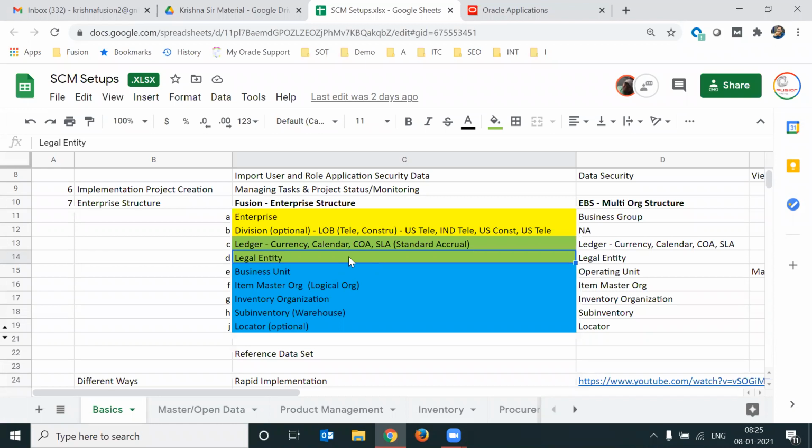Okay, so that is about ledger and legal entity, and both are the financial consultant's role and responsibility. Any questions so far? Any questions so far from anyone?